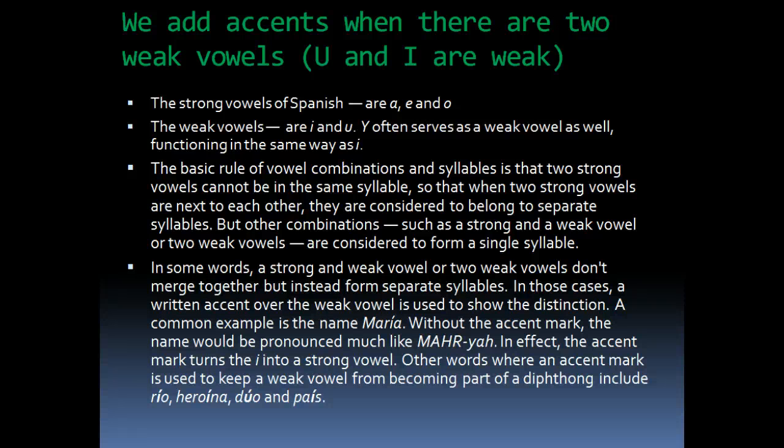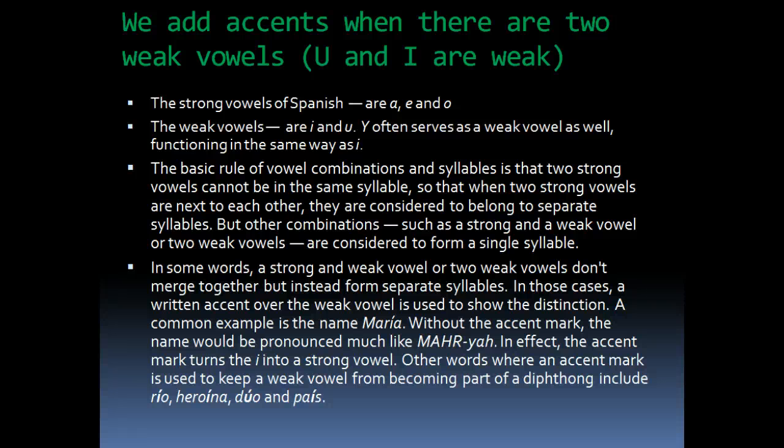We add accents when there are two weak vowels. I and U are weak. That's an important one to remember. I'm going to give you a little more information on this here because I think it's important. We have strong vowels in Spanish, and those are A, E, and O. They are usually separated and they can form two different syllables.